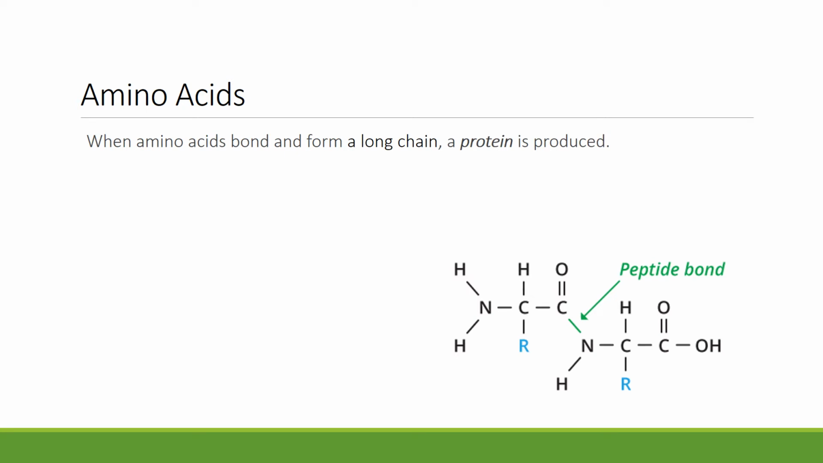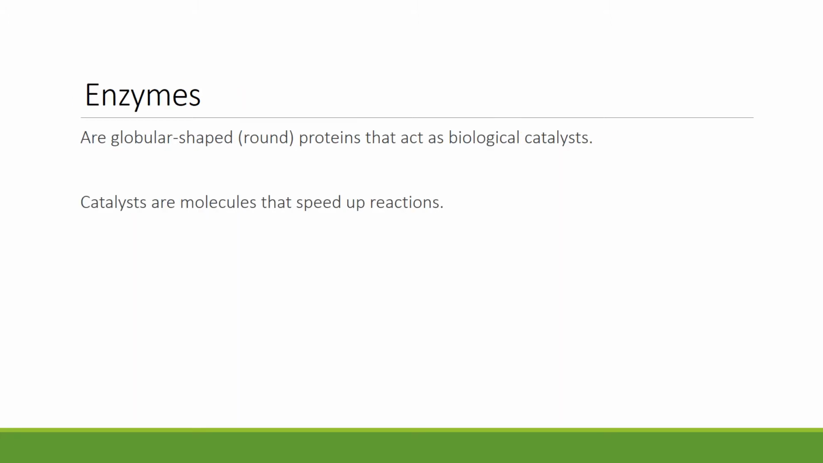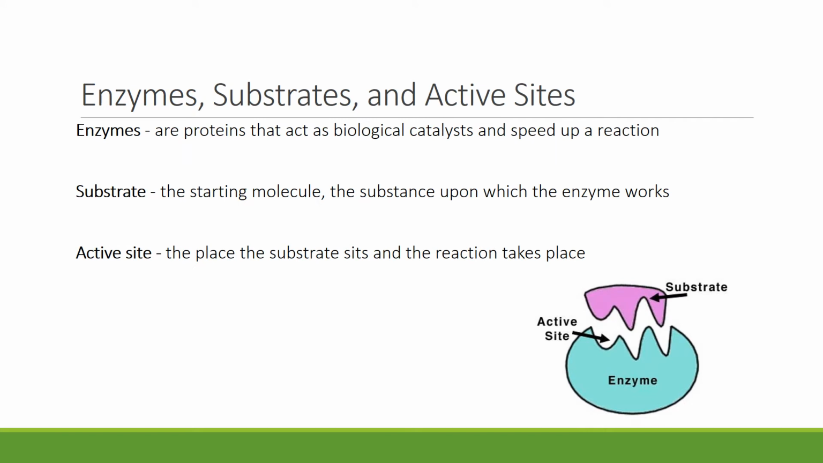When amino acids bond and form a long chain, a protein is produced. The bond between 2 amino acids is known as a peptide bond, and you can see that in the structure to the right. Enzymes are proteins that speed up reactions. They act as biological catalysts and have a globular or round shape. Enzymes are proteins that act as biological catalysts and speed up a reaction.